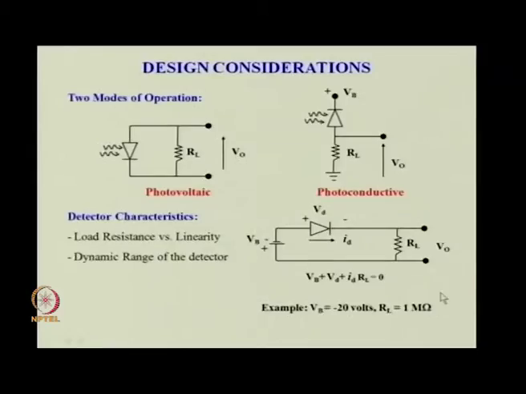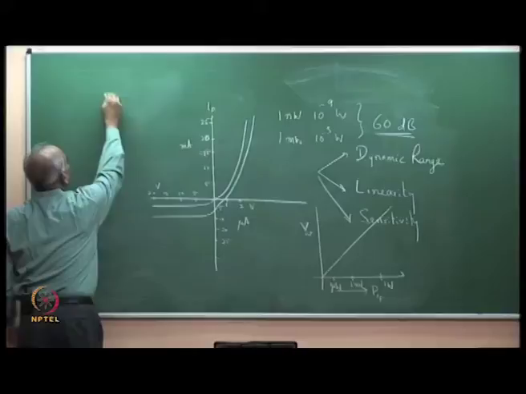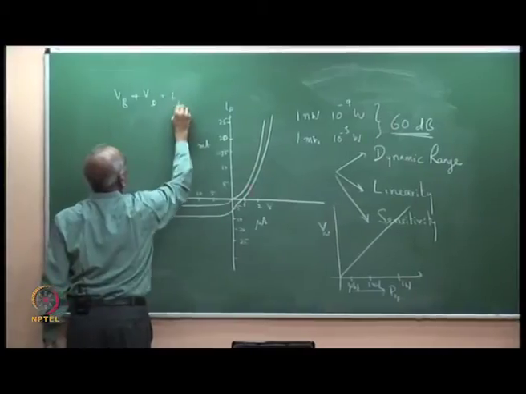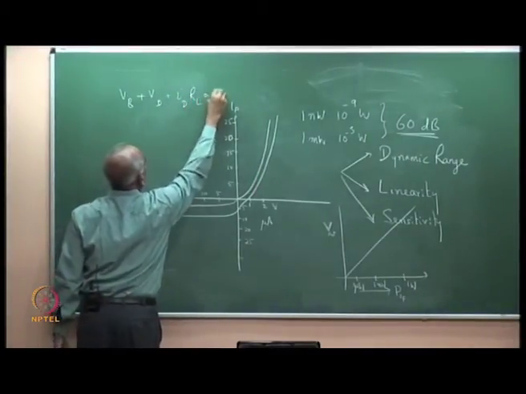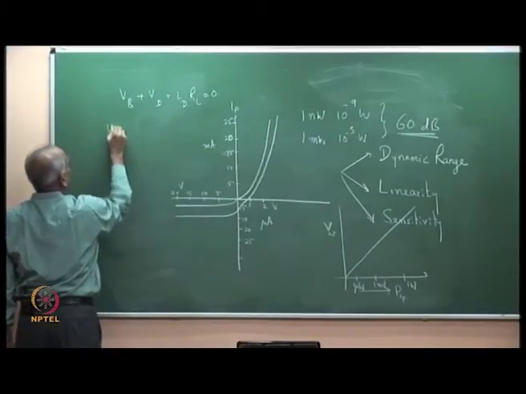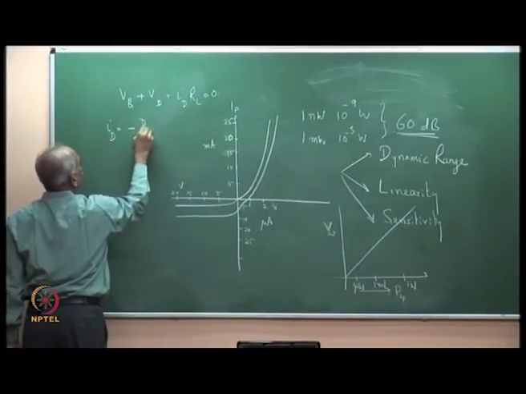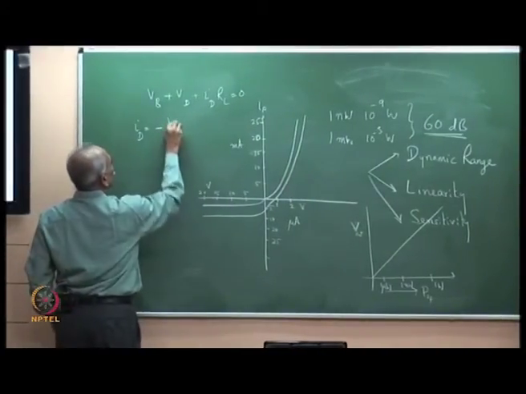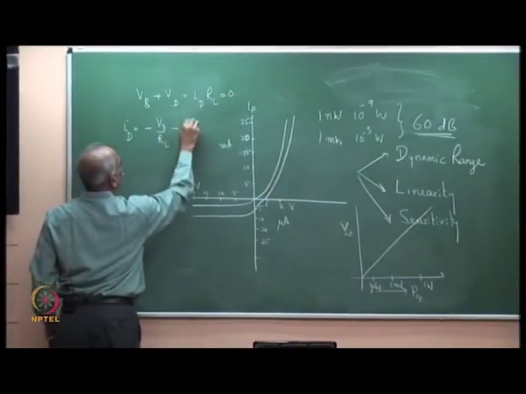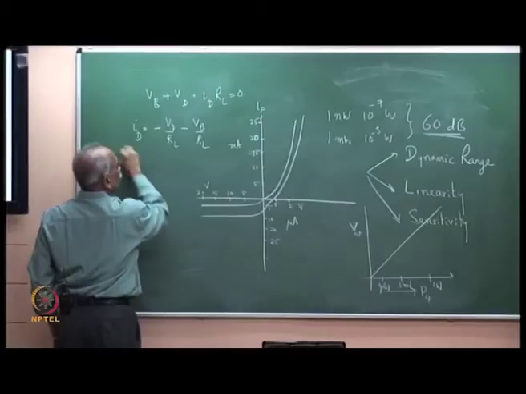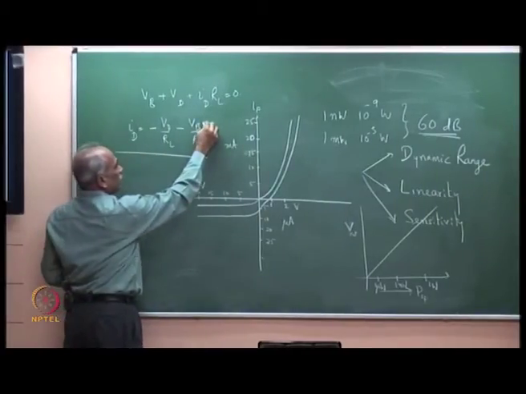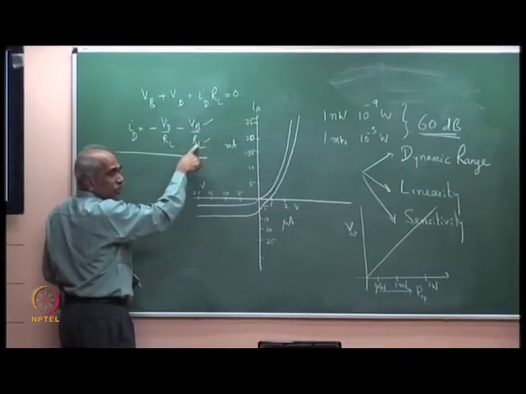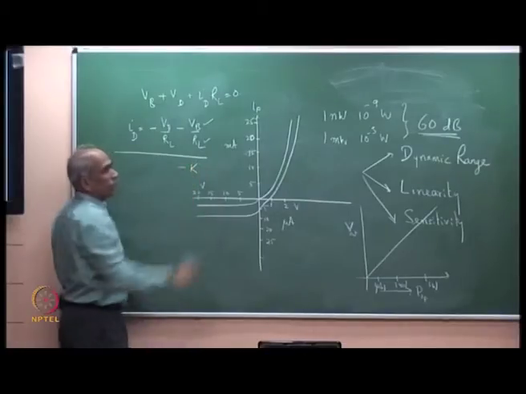If you see this here, VB plus VD, VD is across the diode, plus ID into RL equal to 0. So, you take these to the other side. So, ID is equal to minus VD by RL minus VB by RL. So, I said I take an example of VB equal to minus 20 volt and RL is equal to 1 mega ohm, which means this is fixed. So, I have indicated this as some fixed number K.